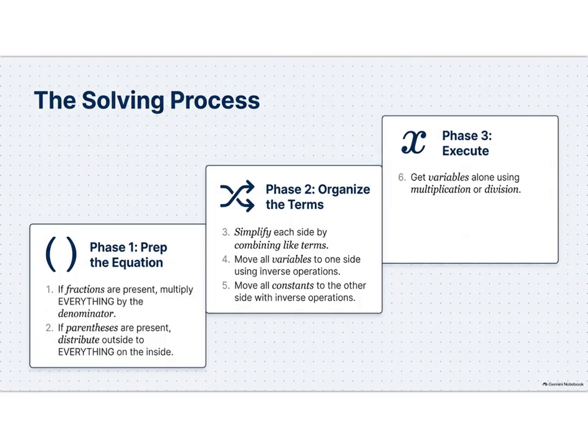So first off, if we have fractions, then make sure that we multiply everything by the denominator. Next, if parentheses are present, we have to remember to distribute the term that is outside the parentheses to everything inside the parentheses. Next, we simplify each side by combining like terms, move all variables to one side of the equation, then move all constants to the other side of the equation. We do both of those using inverse operations of adding or subtracting. And then the last step is to get the variable all by itself using multiplication or division.